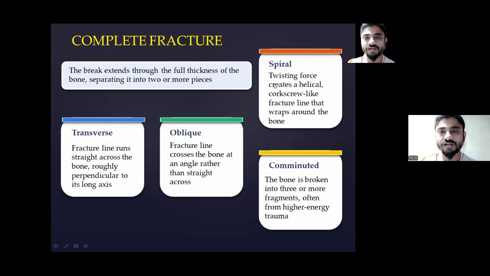So what is a spiral fracture? A spiral fracture is when a twisting force creates a helical, corkscrew-like fracture line that wraps around the bone.